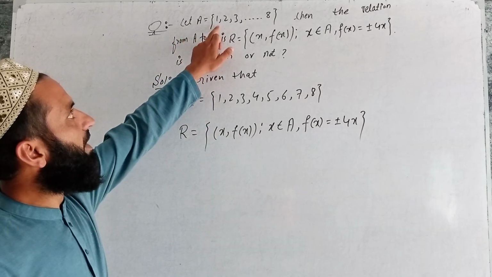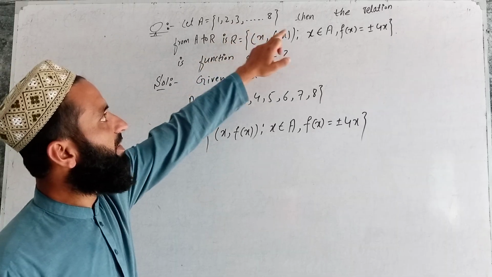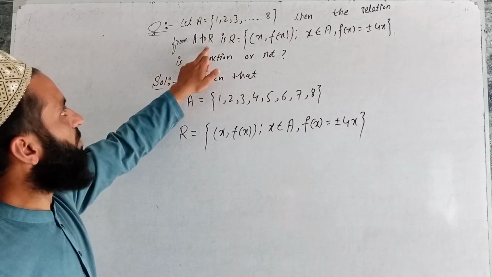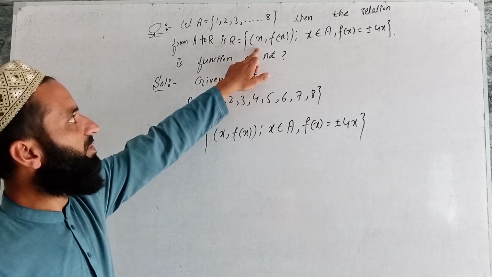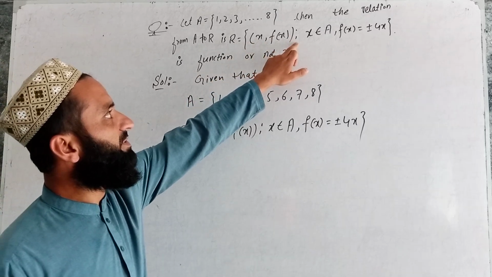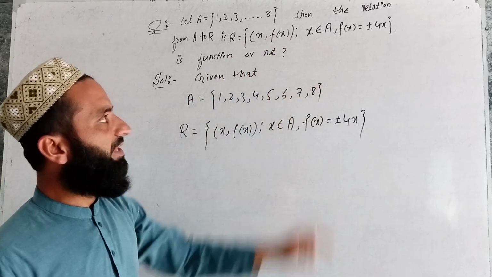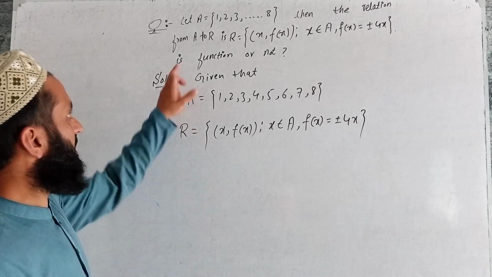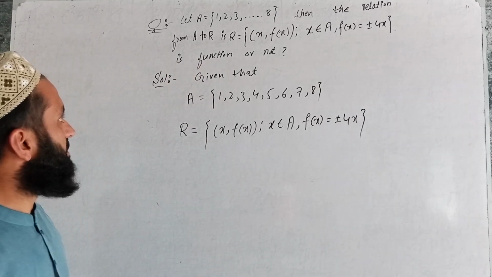Question of the day. Let A equal to {1, 2, 3, up to 8}. Then the relation from A to R is R equal to {(x, f(x)) such that x belongs to A, f(x) equal to plus minus 4x}. Is it a function or not?